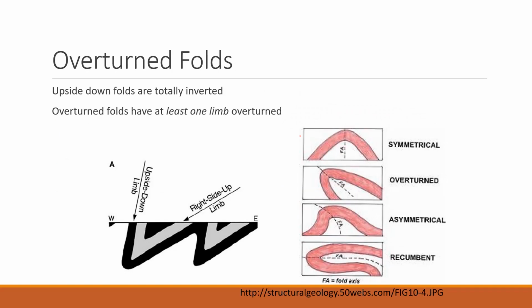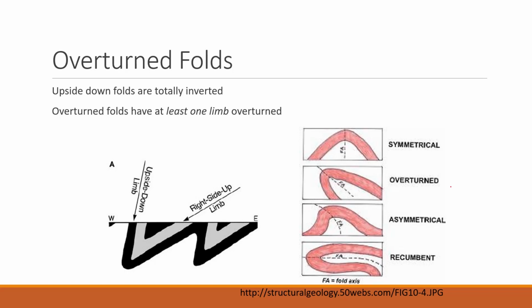So I already somewhat mentioned this. Overturned folds are where we have a limb where the bottom is now above the top. So an upside down fold has been totally inverted. Overturned folds are not that rare. This is where at least one limb has been overturned. So here we have this one, it would be upside down, it's totally inverted. This one is right side up. This one would be considered overturned.